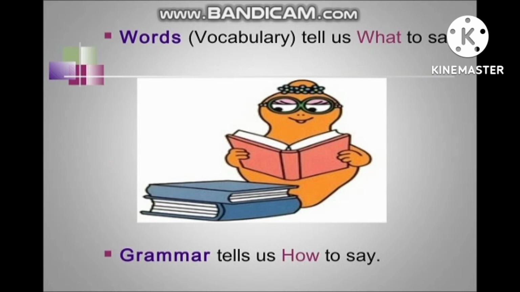What is grammar? Grammar is a set of rules for forming the words and arranging the words in a sentence in the correct order to convey the complete and correct meaning. What does grammar tell us? Grammar tells us how to say. Here, vocabulary tells us what to say and grammar tells us how to say.